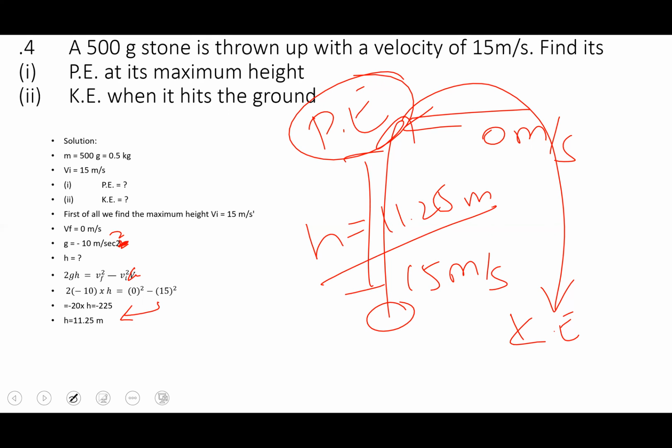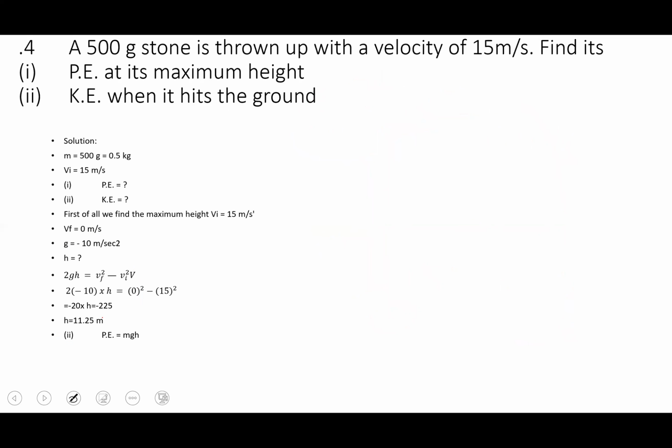We can calculate the potential energy. The formula for potential energy is equal to mgh. We have the mass, we have the value of g, and we have the value of h as well. So mgh is the formula we are going to use to find the potential energy. So it is 0.5 kilogram, 10 meter per second square, the acceleration due to gravity, and 11.25 is the height.